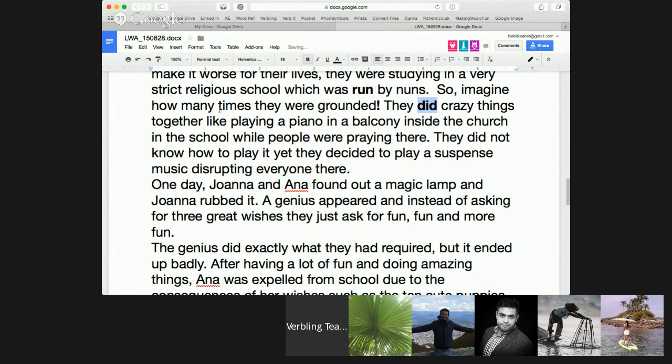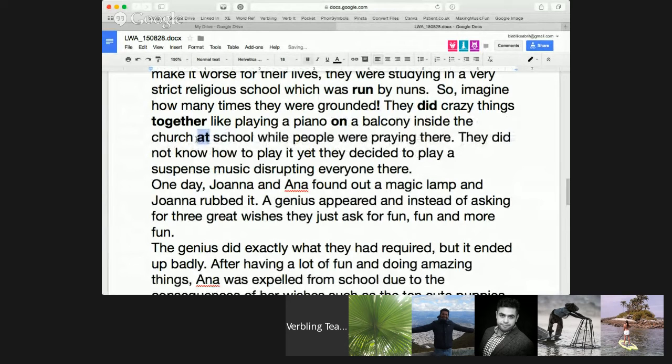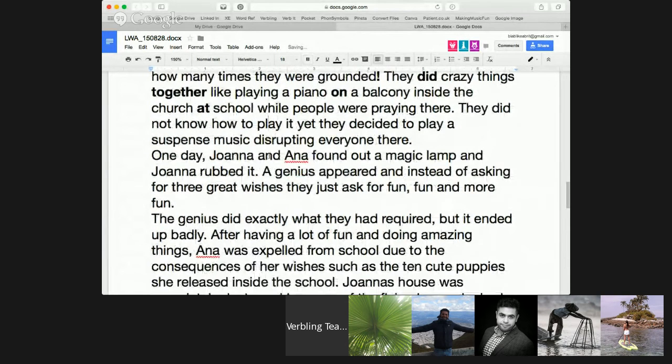Like playing a piano on a balcony inside the church, at school, while people were praying there. They did not know how to play it, yet they decided to play suspense music. This made me laugh. To play suspense music, disrupting everyone there.